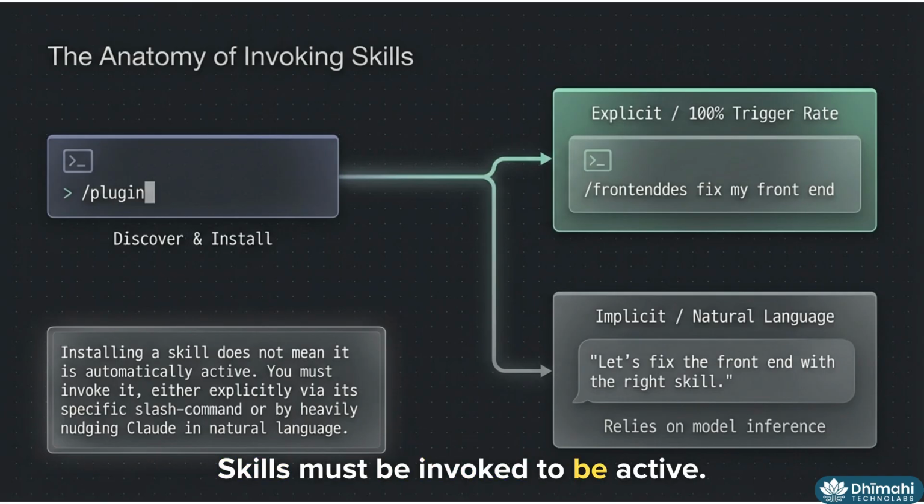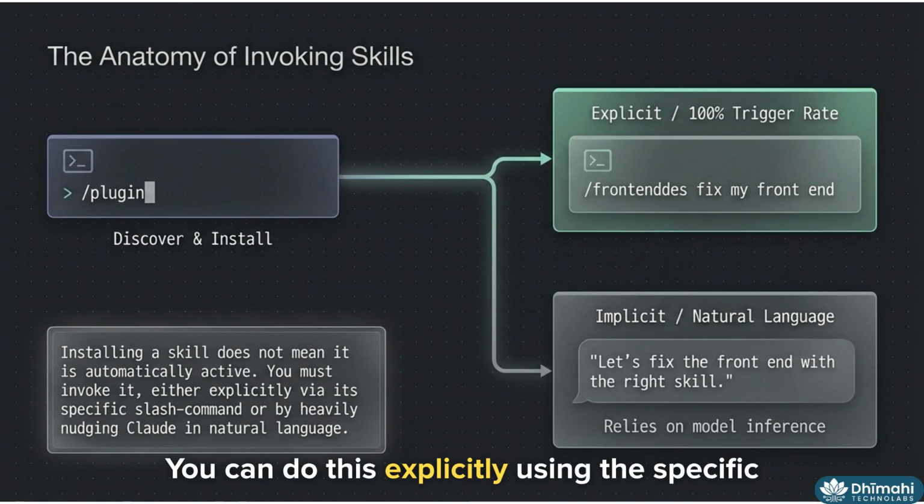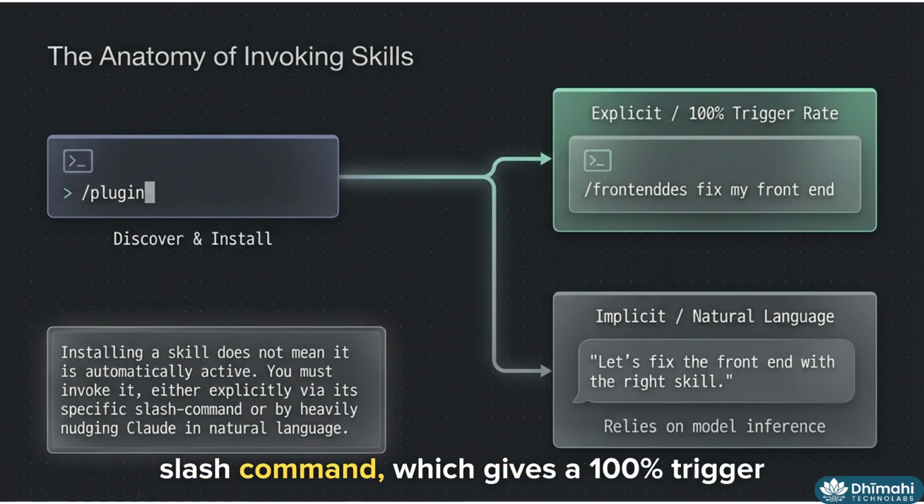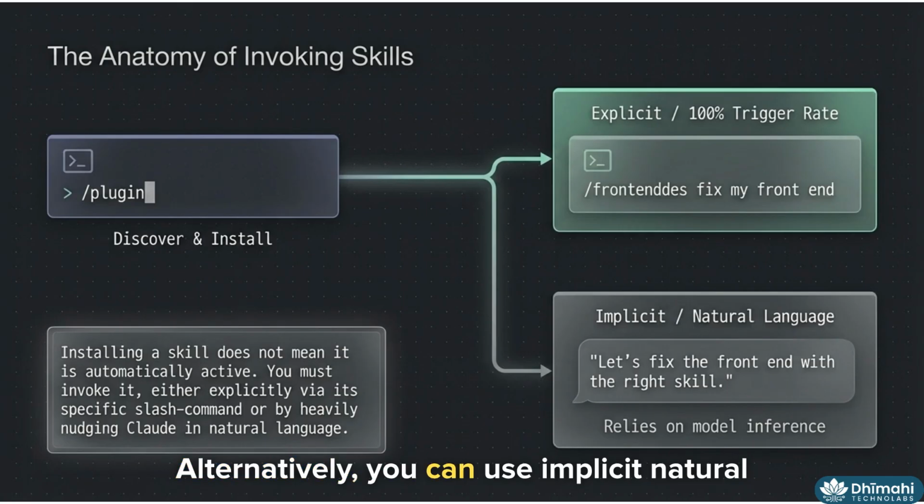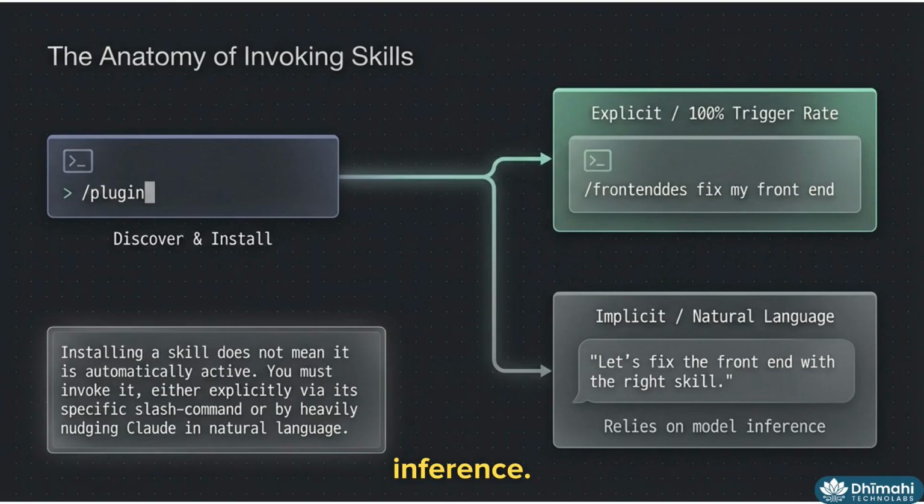Skills must be invoked to be active. You can do this explicitly using the specific / command, which gives a 100% trigger rate. Alternatively, you can use implicit natural language nudges that rely on the model's inference.